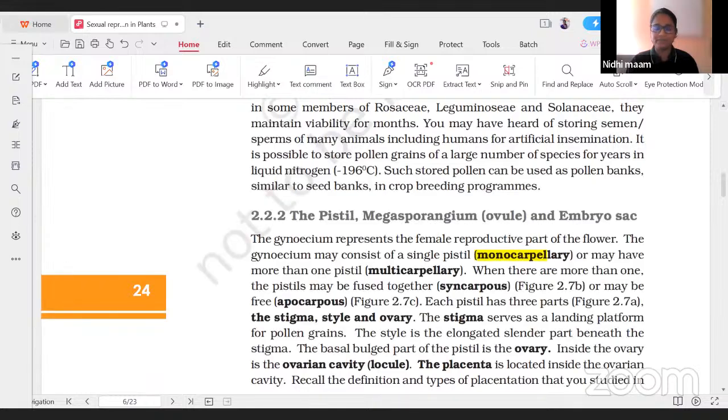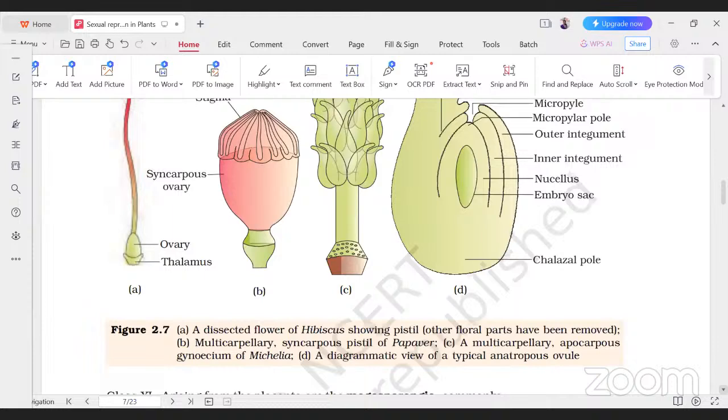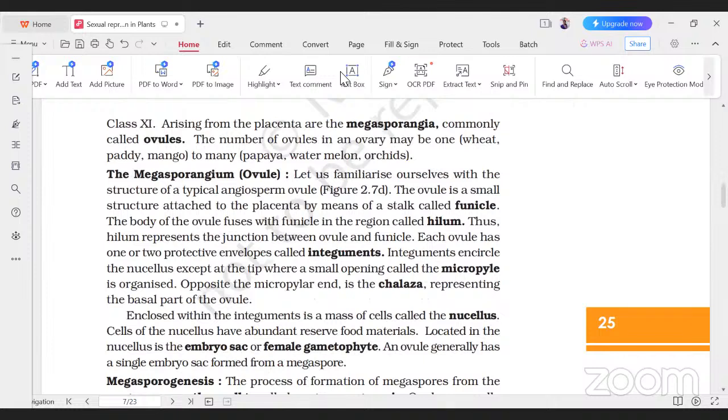Now, Ramya R, can you continue reading this? Yes, ma'am. Arising from the placenta are the megasporangia, commonly called ovules. The number of ovules in an ovary may be one in paddy, wheat, mango, and many in papaya, watermelon, orchids. The megasporangium: let us familiarize ourselves with the structure of a typical angiosperm ovule.